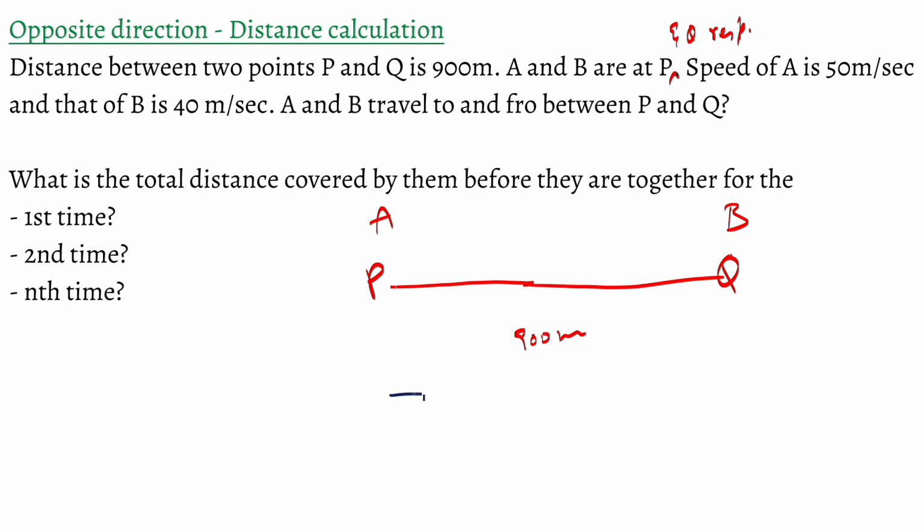See, A starts from here and B starts from here. As the speed of A is more than B, the distance covered by A should also be more than B. So B and A meet somewhere here. So A traveled some distance and B covered the remaining part. So the total distance that they covered before they are together for the first time is 900 meters.